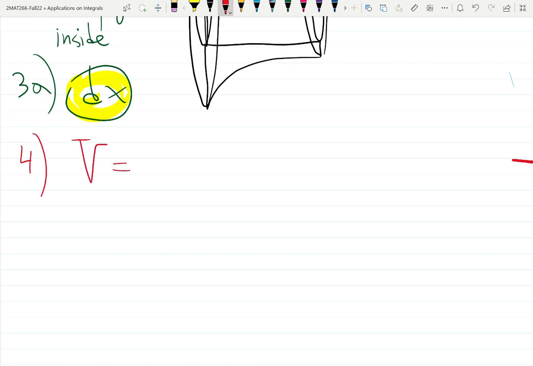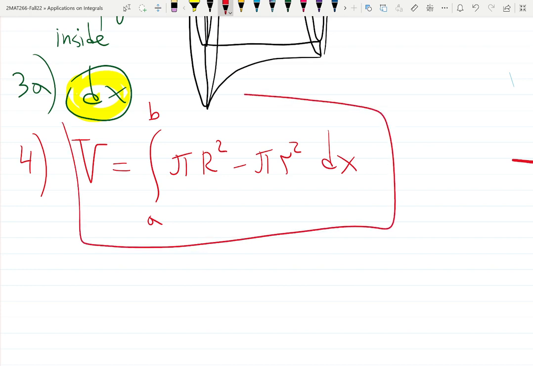Formula: if it's a disk, it's pi r squared. If it's a washer, it's pi r squared minus pi r squared. Integral from a to b, pi r squared minus pi r squared dx. That's what the formula is, since we're rotating about the x-axis. Too fast or not? Ask me, what do you think about that?